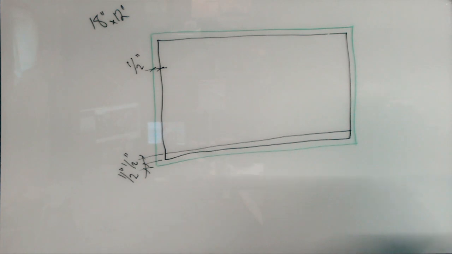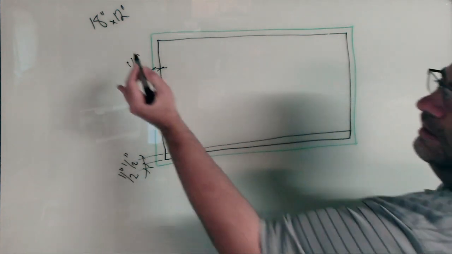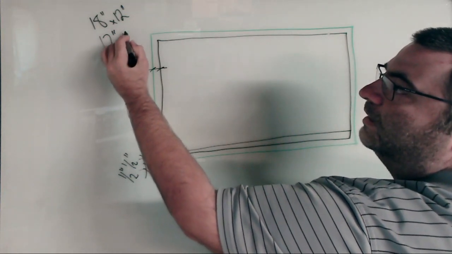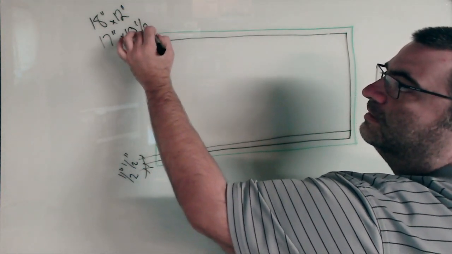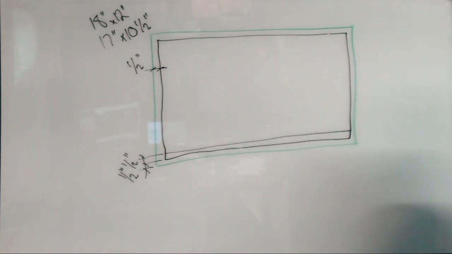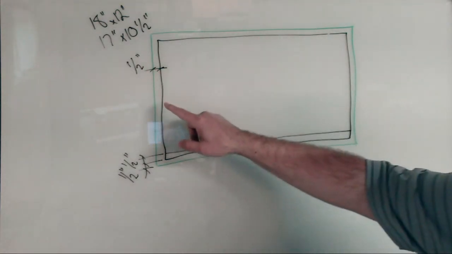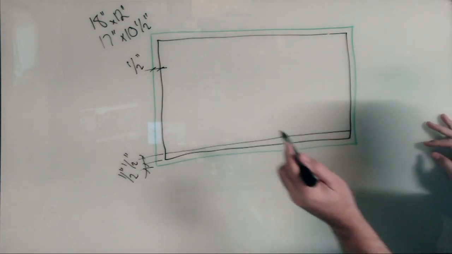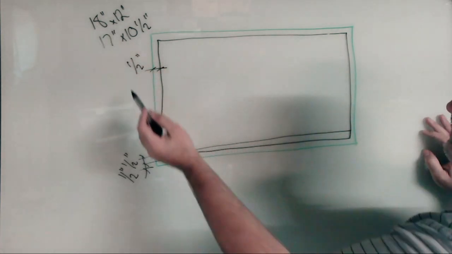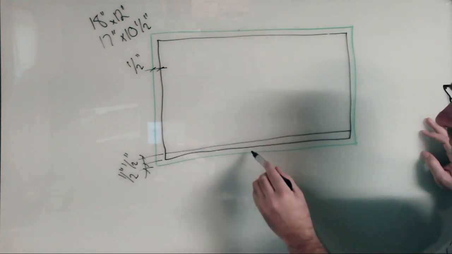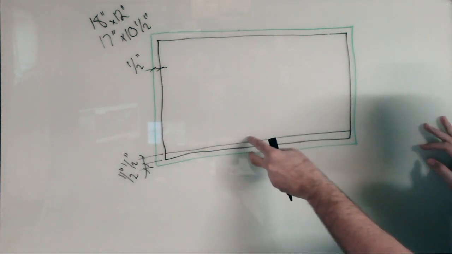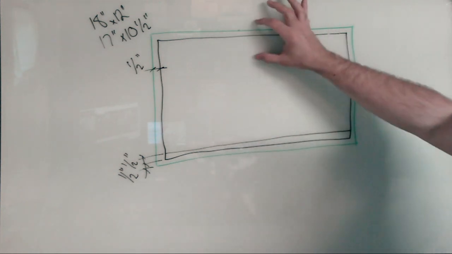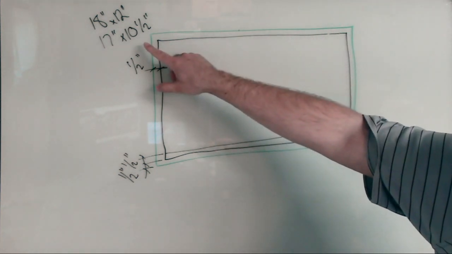What ends up happening is our effective drawing area ends up being 17 inches wide, right? Because we lost 1/2 inch on each side, so we're losing an inch total, subtracting an inch off of the width. And then we have 12 inches from top to bottom. We're losing an inch off the bottom, which takes us down to 11, and then another 1/2 inch off the top, which takes us down to 10.5.